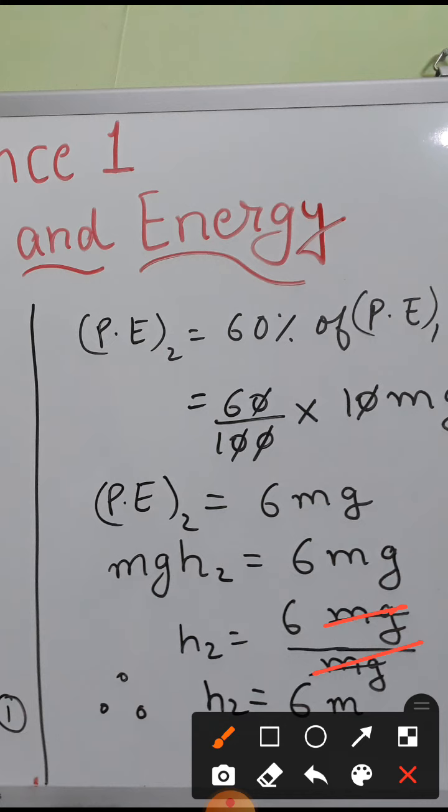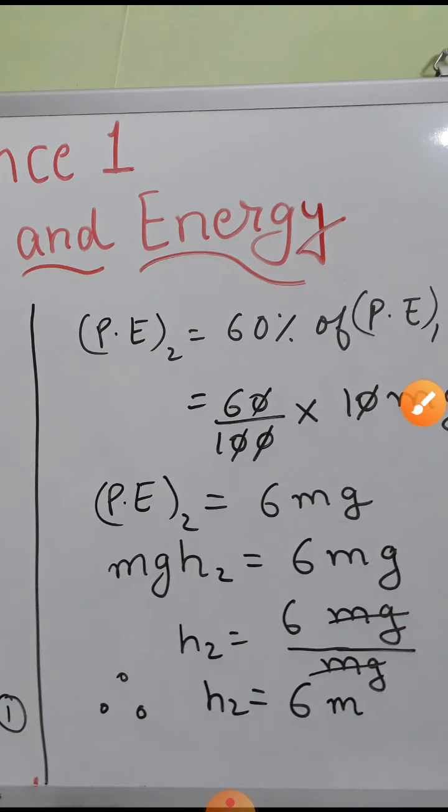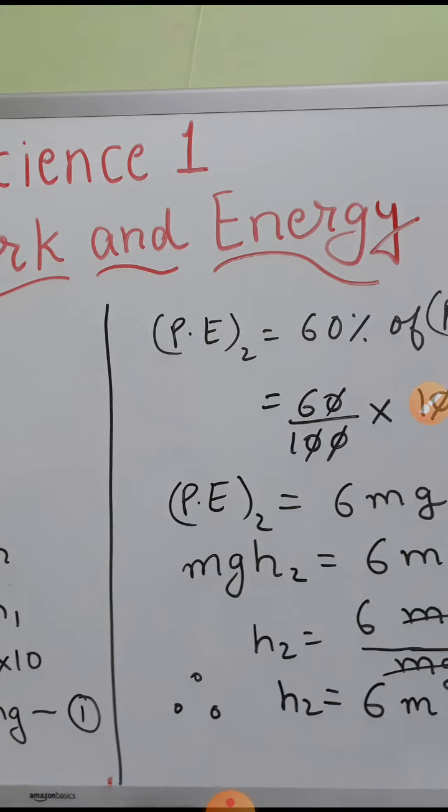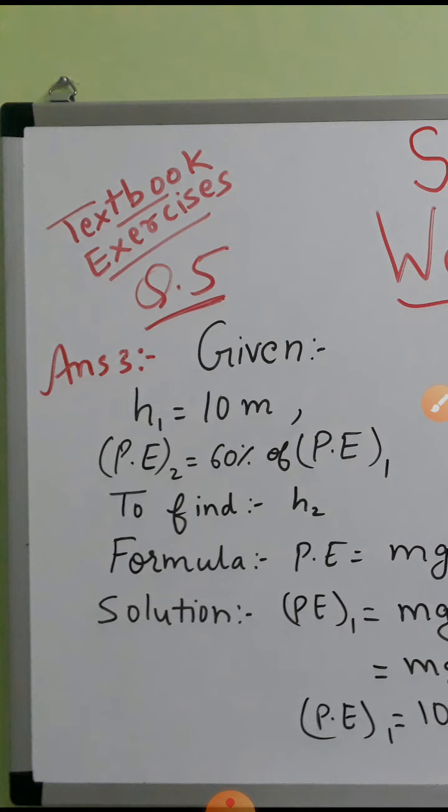Now what is remaining? H2 is only 6. So 6 meter, this is meter, this is the unit of it. It is not the mass. Okay. So H2 is nothing but 6 meter. So what is our answer? 6 meter is the answer. So that ball will bounce back at the height of 6 meter.